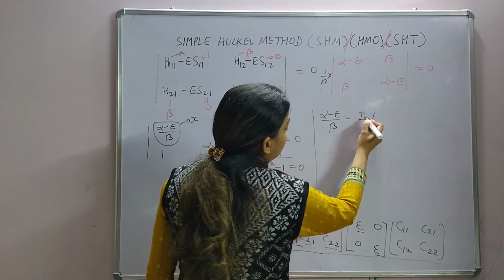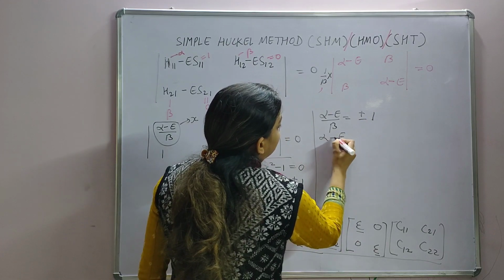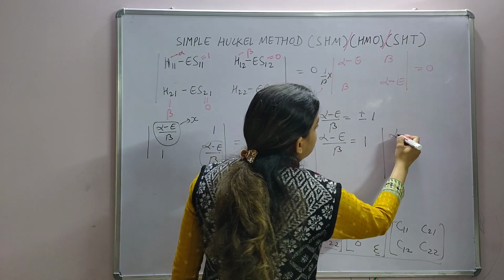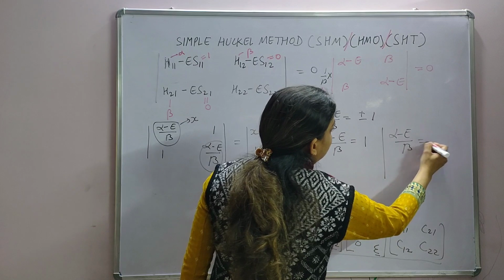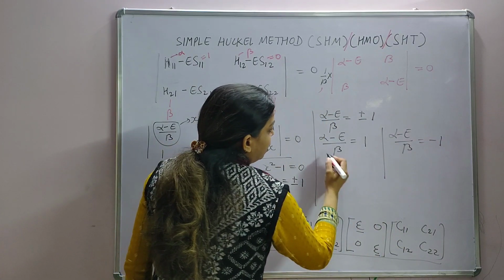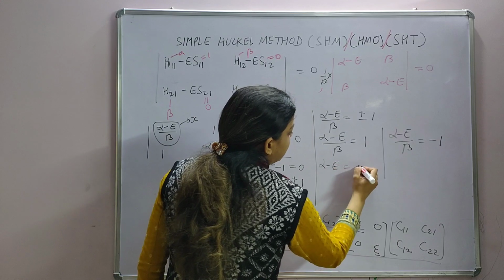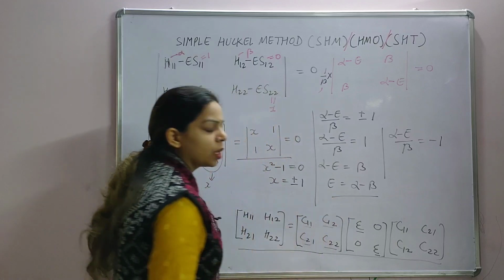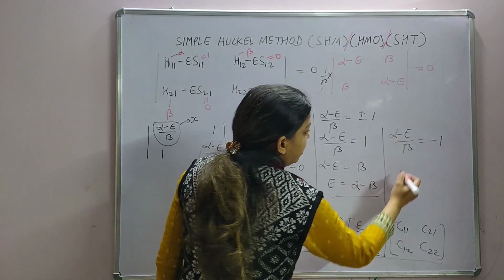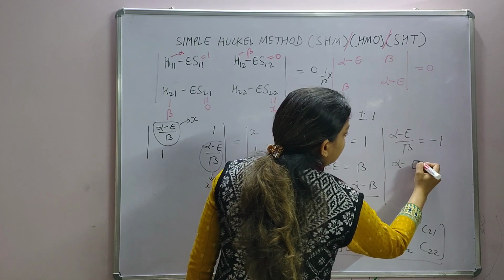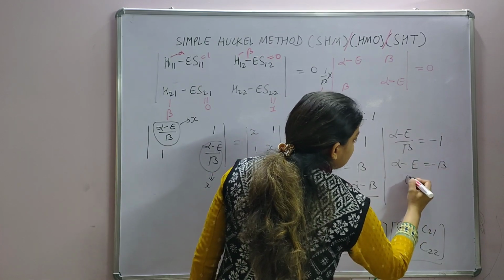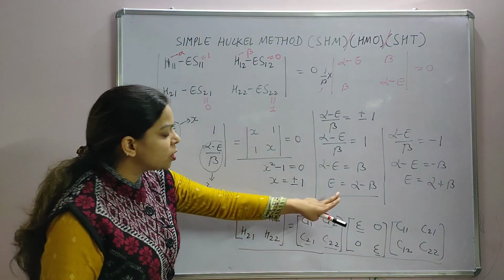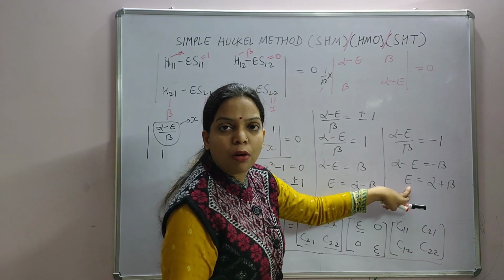So when it is plus 1, and what happens when it is minus 1. Here it will be alpha minus E is equal to beta, or energy is equal to alpha minus beta. And in this case, alpha minus E is equal to minus beta, hence energy becomes alpha plus beta. So these are the two possible energy values for the molecular orbitals.